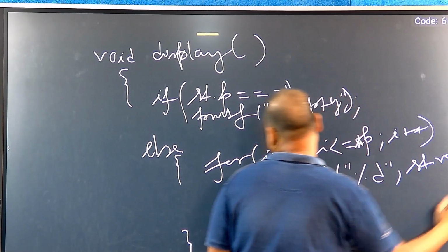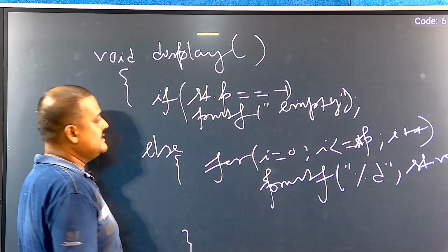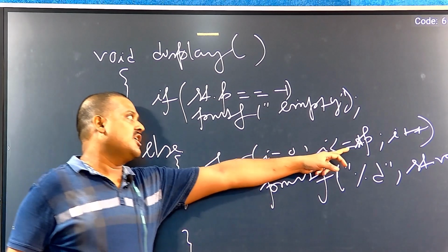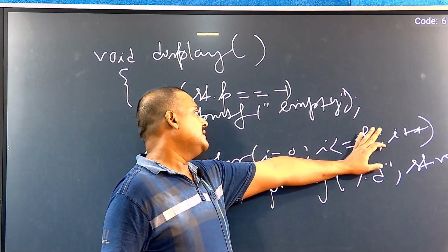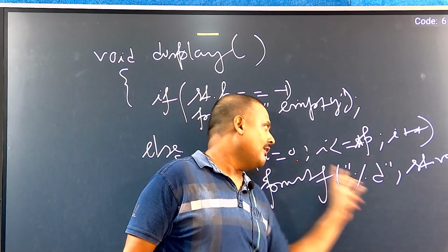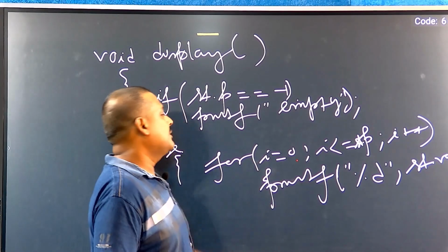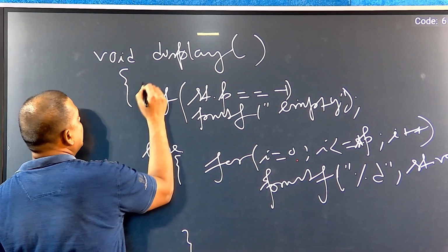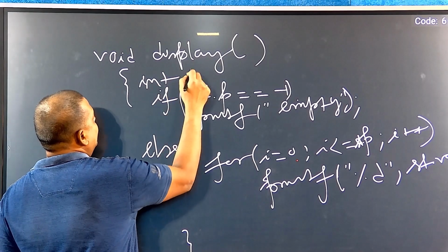So, what will happen by this? The values from 0 to st.p, where p is pointing, all the values will be there, that number of times the loop will iterate, and every time the value will be printed, and here we will declare the i variable like int i.